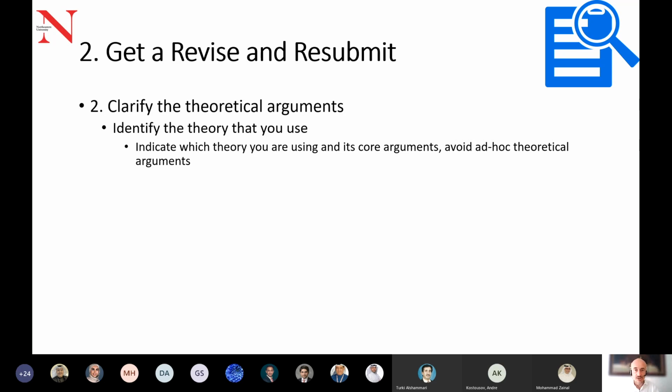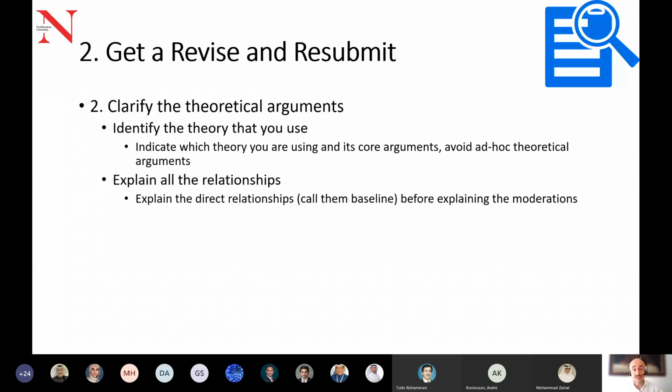For example, if you're coming from economics, cite economics papers rather than sociology papers, because you might get a sociologist who doesn't really understand your point of view. Try to narrow it down and always start with the theory and then explain all the relationships. This is particularly important for empirical papers. And here the idea is direct relationships, and if you have moderations or mediations, first the direct relationship, then the moderation or mediation. And then finally, all the arguments.